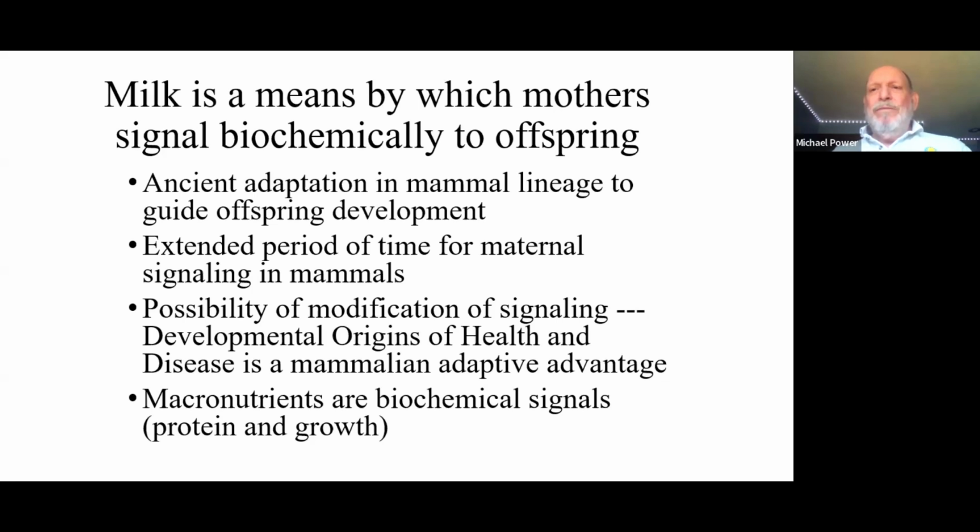This is one of the reasons why mammals were actually successful. It's because we have this ability to modify, to a certain extent, development early on in life to come up with different potential outcomes. And finally, I'm going to say that everything in milk is a biochemical signal, and that even includes the macronutrients. So you think of the nutrients, yeah, it's nutritional, but it's actually a biochemical signal.